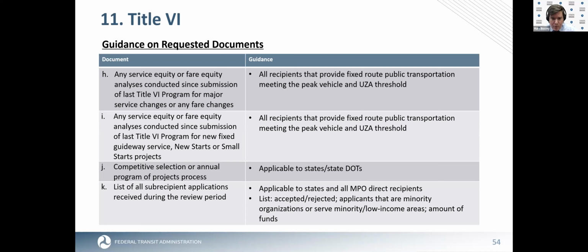And most likely this doesn't apply, but if you happen to be an MPO direct recipient on this call, you want to provide a list of all sub-recipient applications received during the review period. So if you've got any applicants, then there are requirements, especially with their first time applicants. So your reviewer is going to want to make sure that you've got those applications and everything that's supposed to be in there is in there. So that's for that.